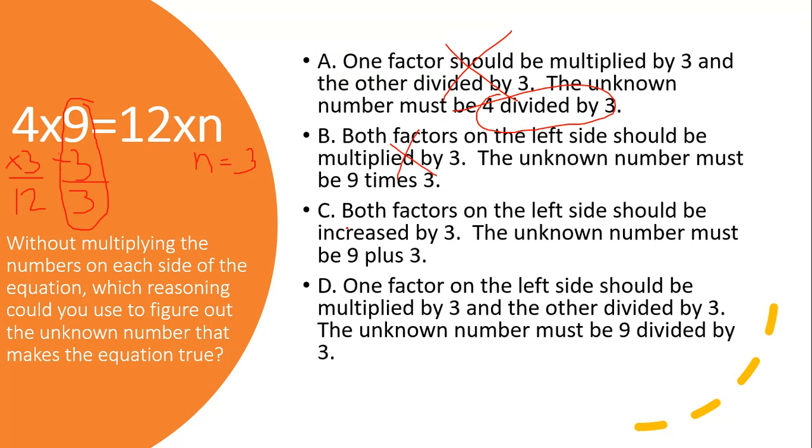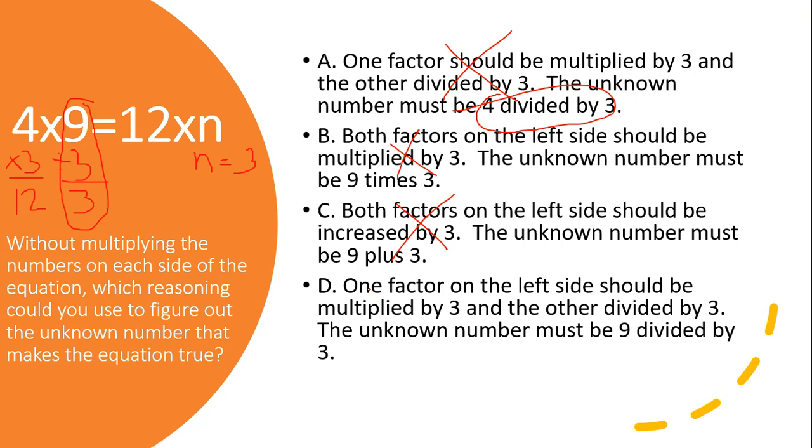The next one, C, says both factors on the left side should be increased by 3. The unknown number must be 9 plus 3. Definitely not. I'm not doing addition or subtraction when we're talking about multiplication problems. We're only thinking about multiplication and division. Lastly, let's look at D. Hopefully this is the right answer.